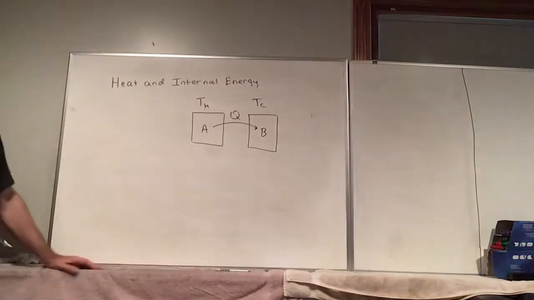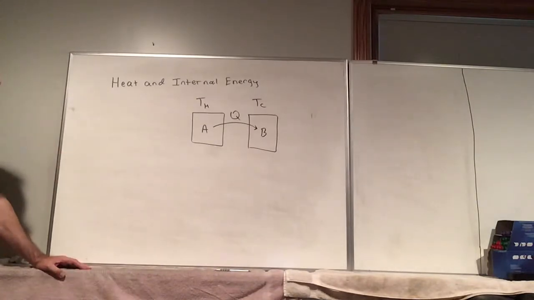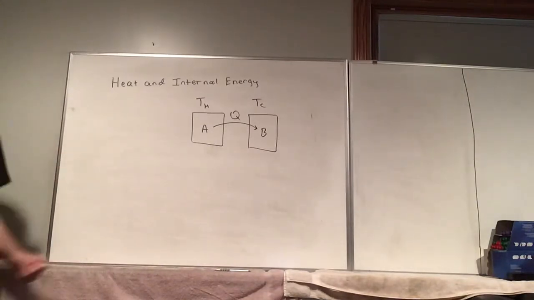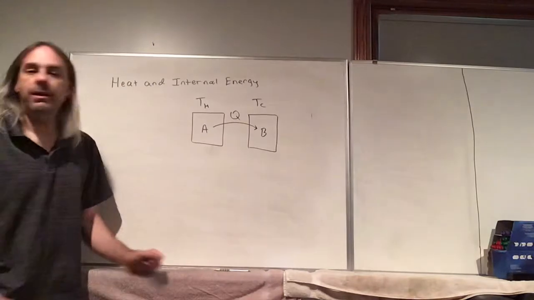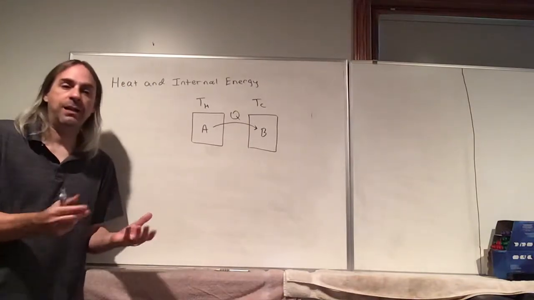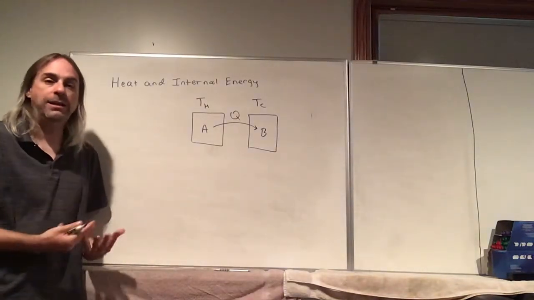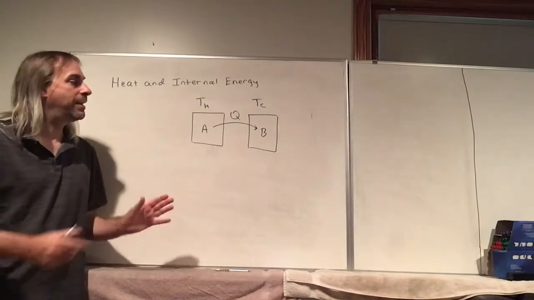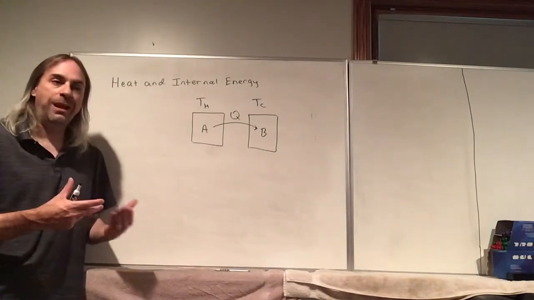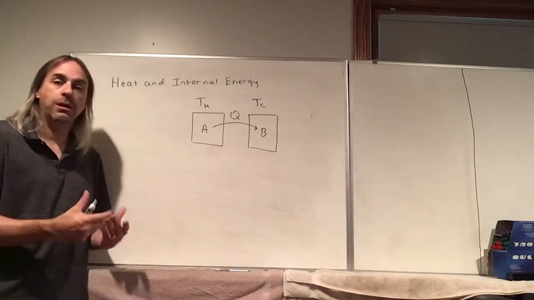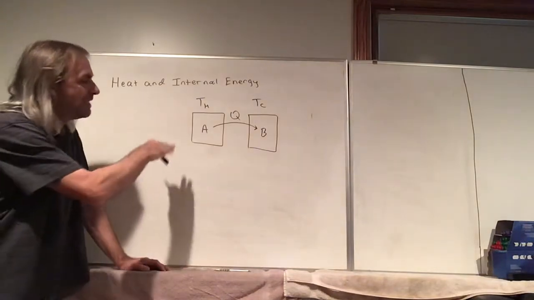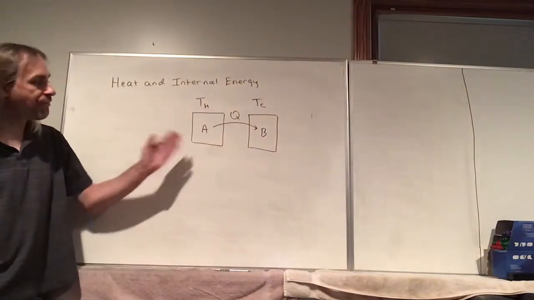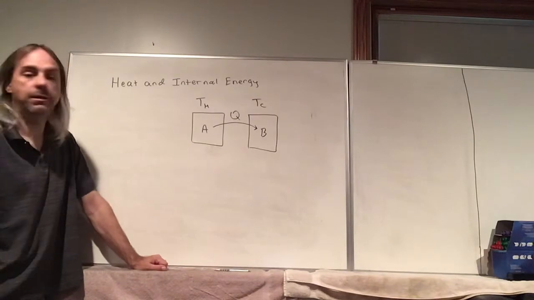And we call that energy that flows because of a difference in temperature heat. You put them in thermal contact, and this is just going to happen spontaneously. There are other ways of exchanging energy between objects. You could do work on them. But this is a spontaneous flow of energy, and we call that heat.